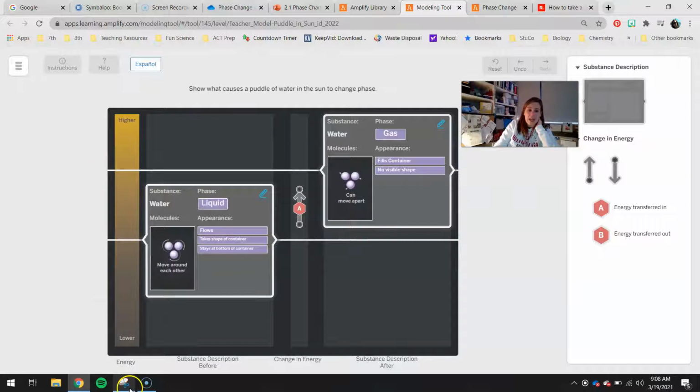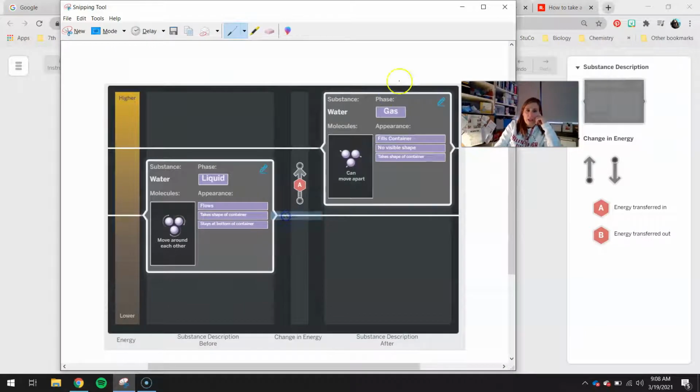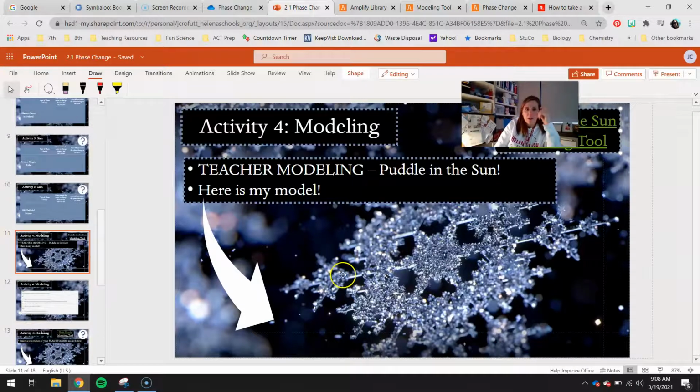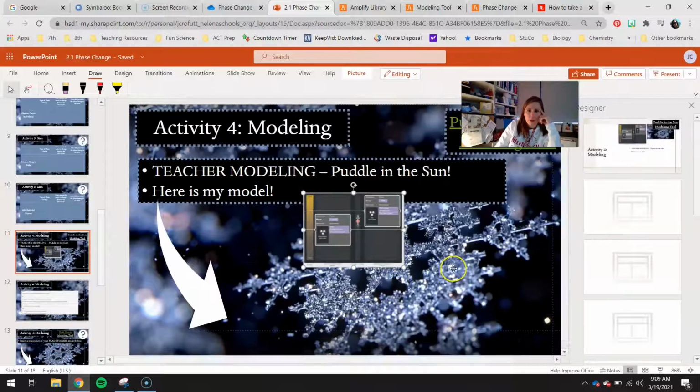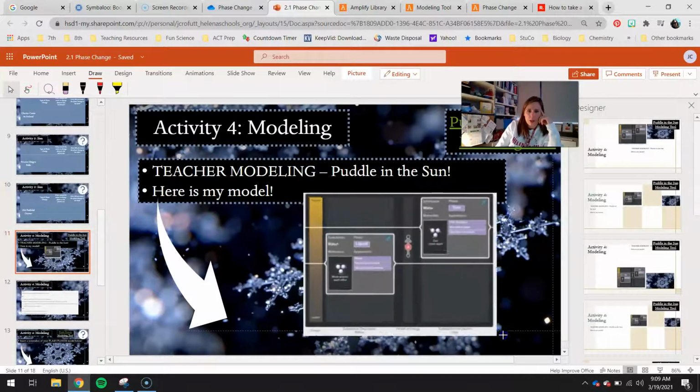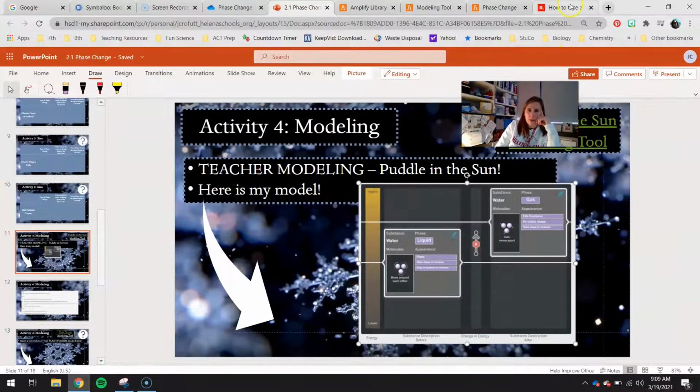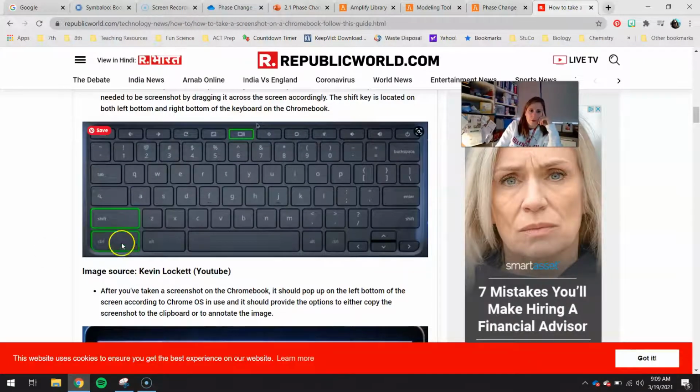Okay, then you guys will go ahead and take a screenshot of this. If you have a snipping tool, great. You can snip that, copy it, and paste it into your assignment. Or if you are using a Chromebook, you will use the little key above the number 6. So here's that little help for you again.